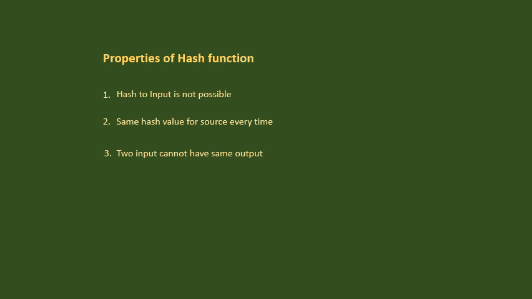Let's now discuss some of the properties of hash function. First, producing a hash from input using a hash function is possible, but vice versa is not possible. For example, one can produce a hash from an image using a hash function, but cannot produce an image from a hash. Second, the same hash value for the same source every time. If the input is untouched or genuine, it will produce the same hash every time. Third, two inputs cannot have the same output. For example, two different images cannot have the same hash code.